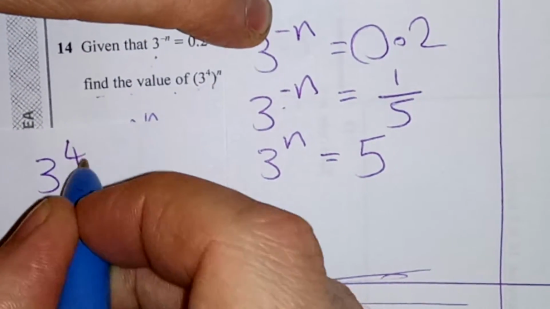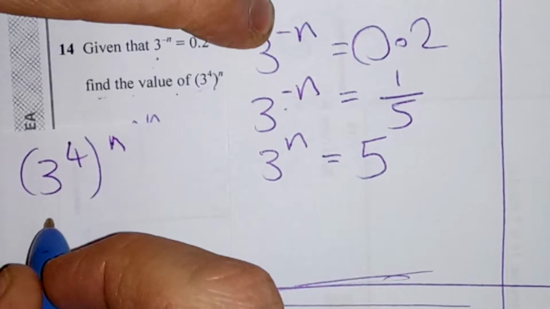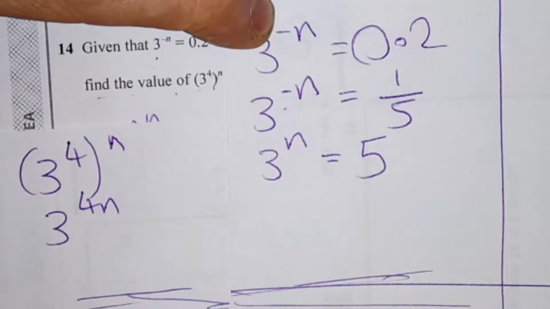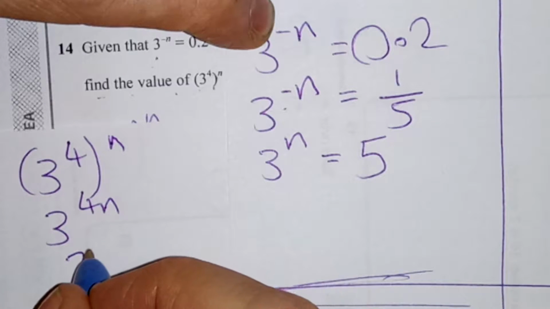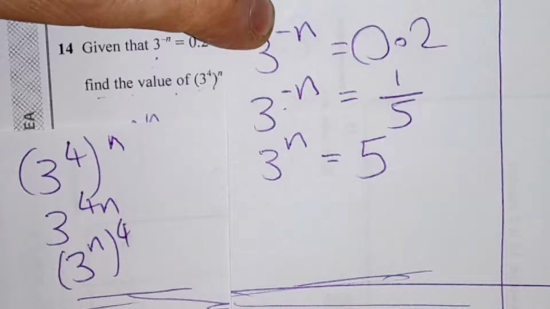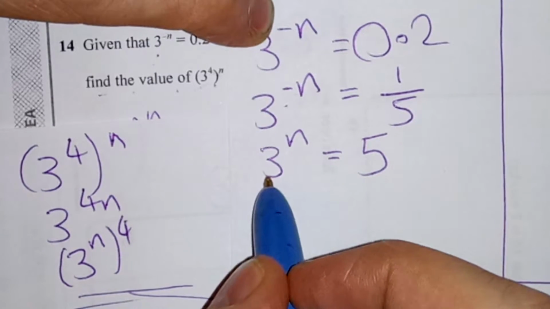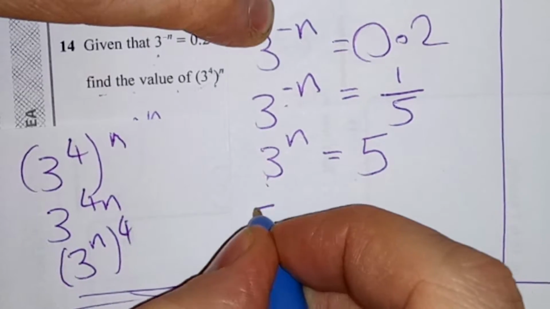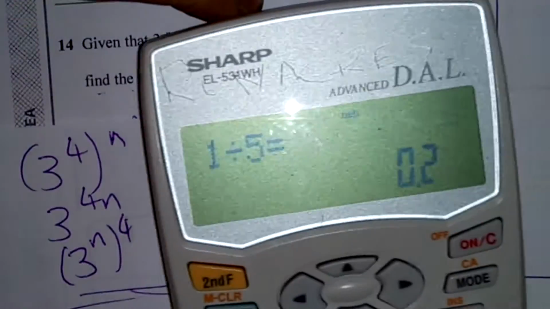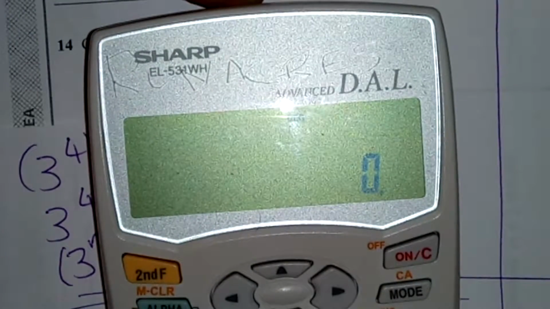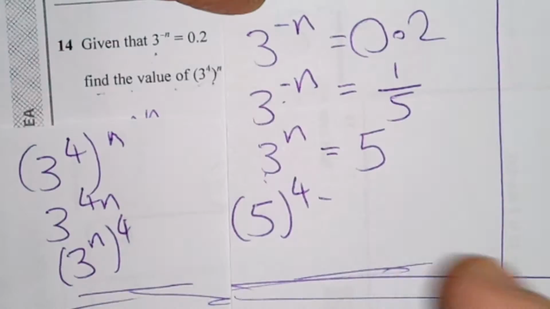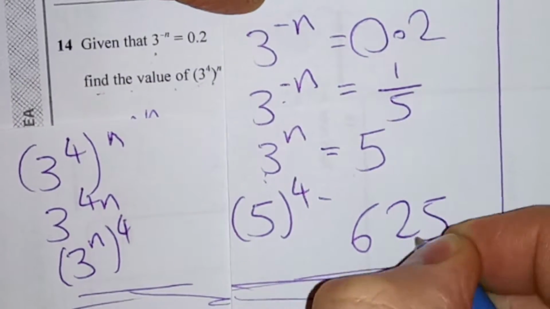Now 3 to the power 4, all of it to the power of n, is the same as 3 to the power 4n, because we multiply when you do brackets. But it's also the same as 3^n, all of it to the power of 4. We actually know what 3^n is, which is 5. So we know that's 5 to the power of 4. If you don't know what 5 to the power of 4 is, it's calculator paper, so it's fine. So it's 5 to the power of 4, which is 625. So your answer is 625.